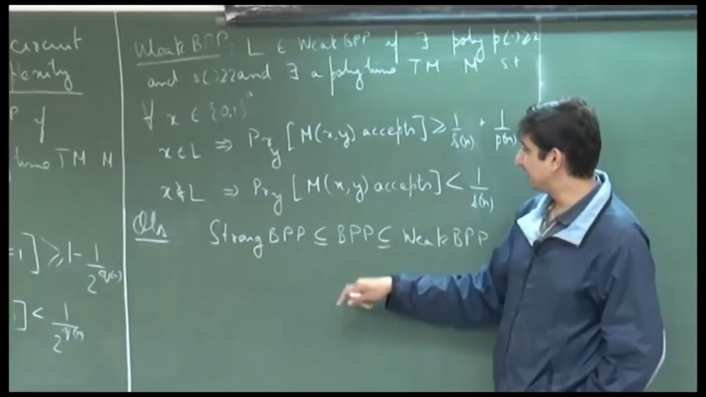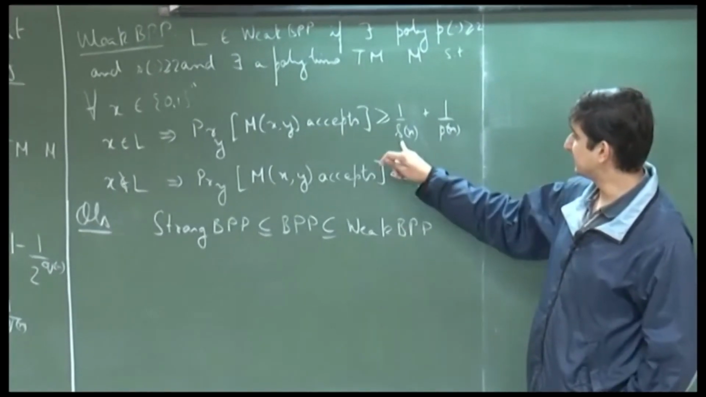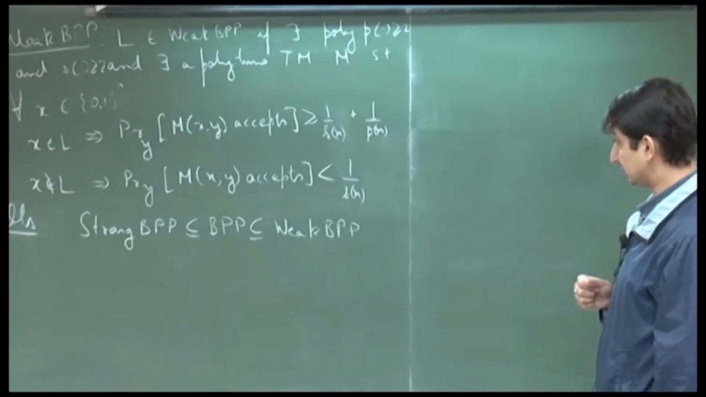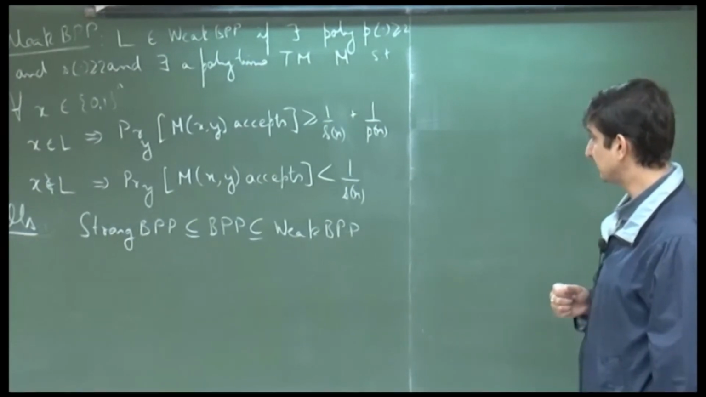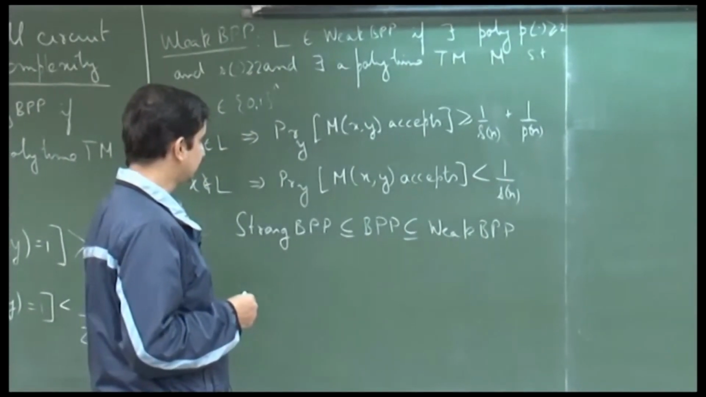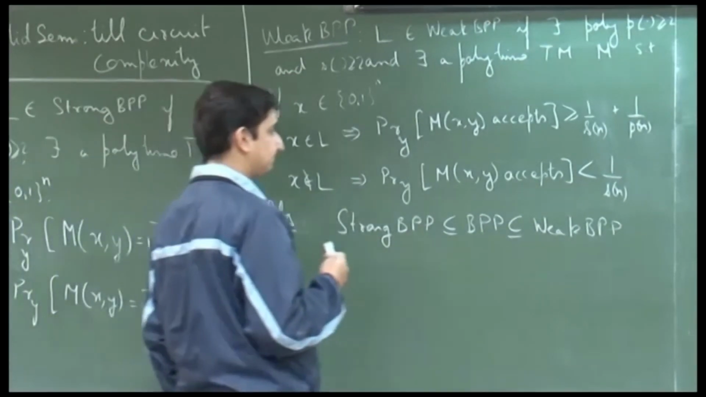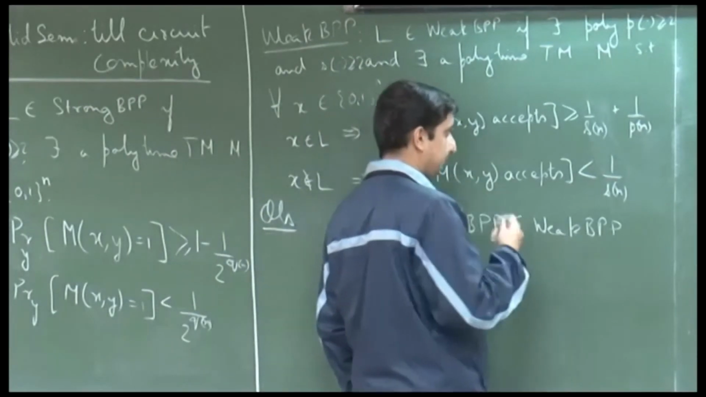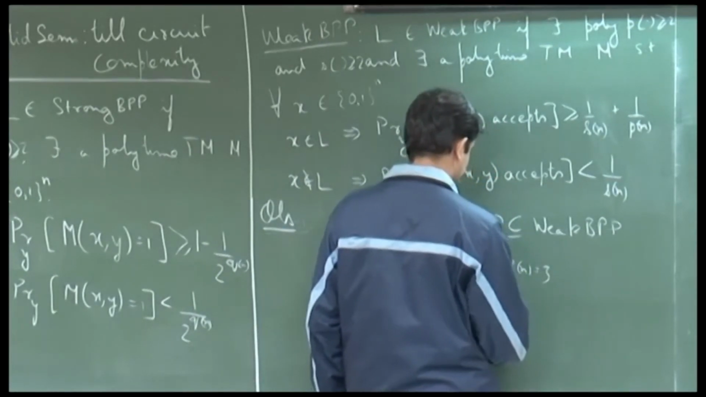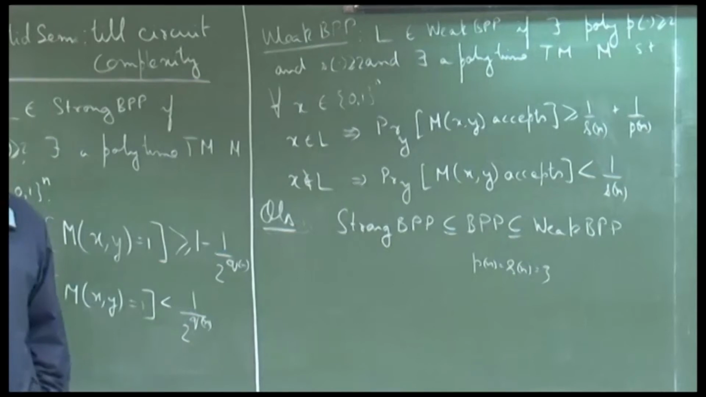Similarly, if you take a language L in BPP, then you can fix S(n). If you have a language L in BPP, then it accepts with probability 2/3, and rejects with probability less than 1/3. So I can pick S(n) to be 3 and the same for P(n), so that we have a bound of 2/3 and 1/3.